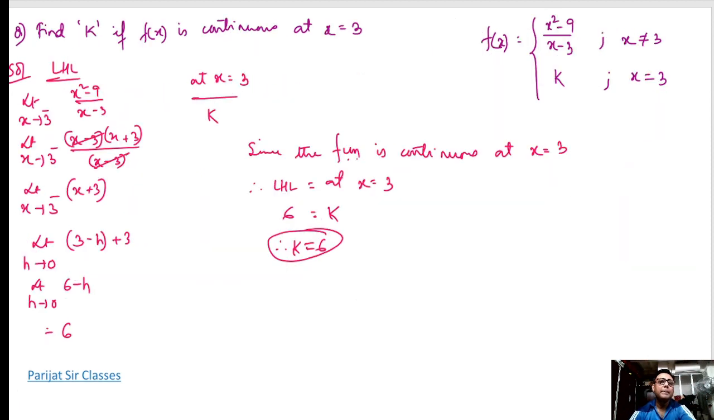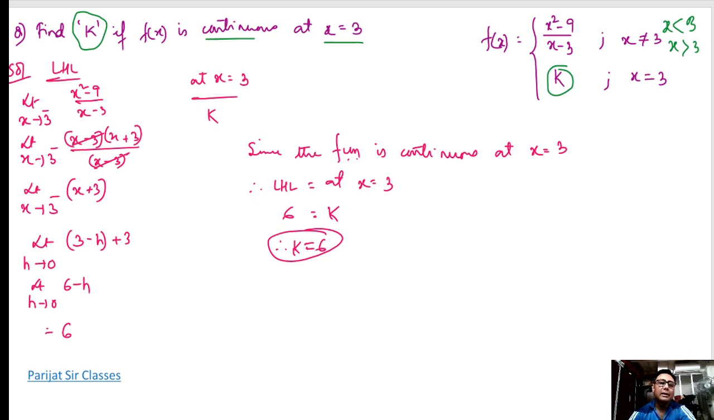Now similarly, find k if the function f(x) is continuous at x equal to 3. So this is our function given. That means for x less than 3 we will choose this, for x greater than 3 we will choose this, and for x equal to 3 we will choose this.